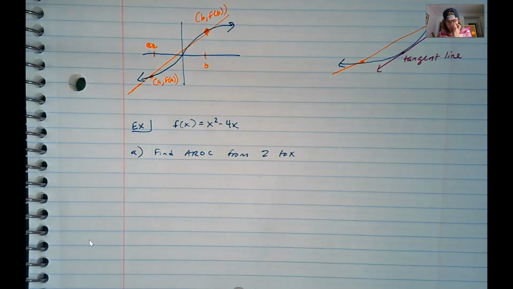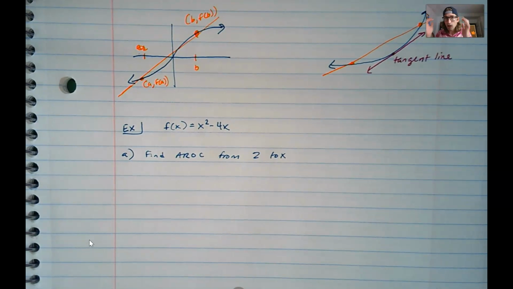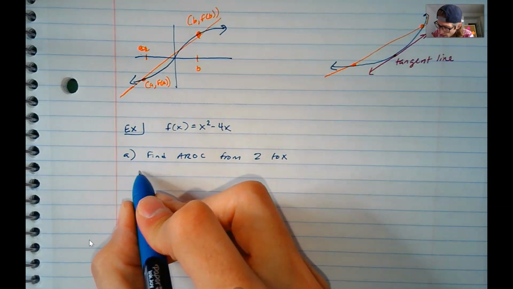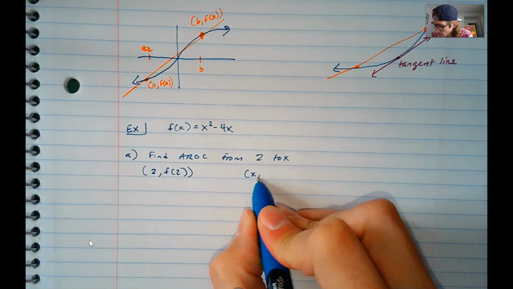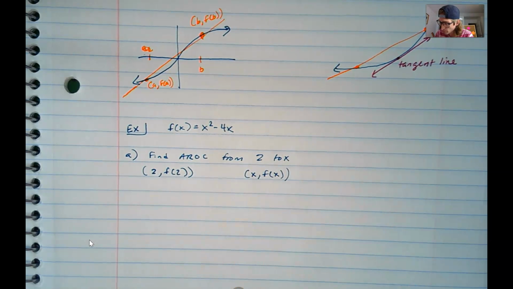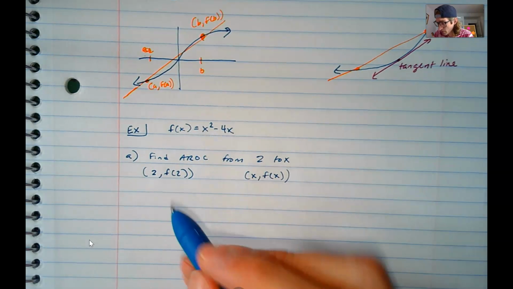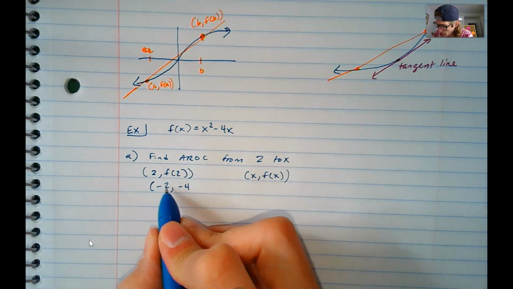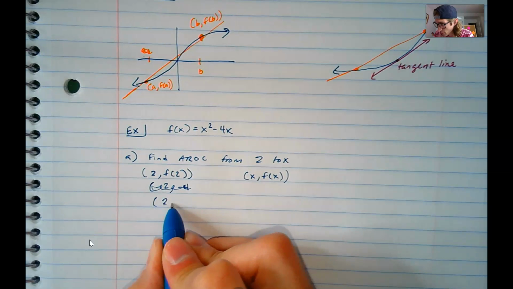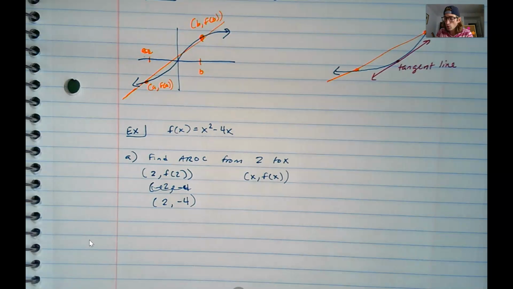So what we need to do at this point is come up with our 2 points. We need our f of whatever. So let's take our 2, f of 2, and our x, f of x. Well, what is f of 2? We plug in 2 here. 2 squared is 4, minus 4 times 2. If I'm not mistaken, that is negative 4. I don't know where I wrote a negative 2 right there. So 2 comma negative 4.